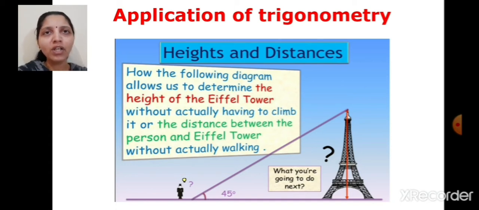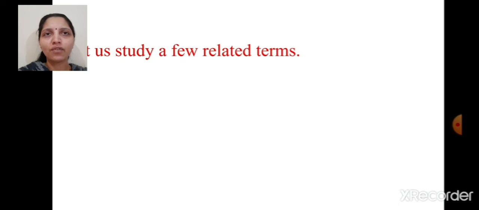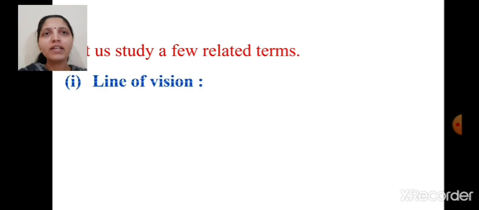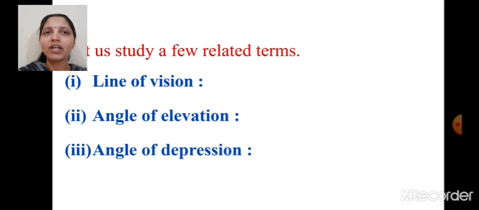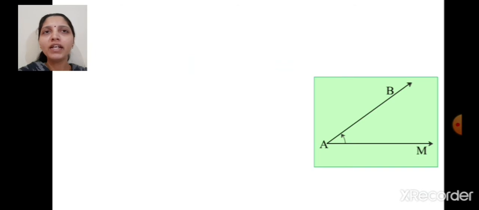So this will be the height of the object, and the ground level segment we have drawn will be the base of the right angle triangle. And the vision that the observer is taking at the top of that tall object, that segment will be the line of vision. So in this applications of trigonometry we have to learn three important points: first, line of vision, second, angle of elevation, and third, angle of depression. So let's learn these terms in detail.